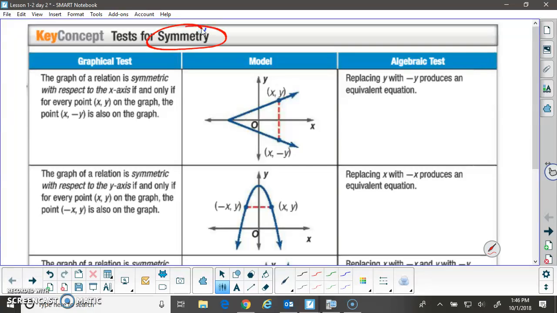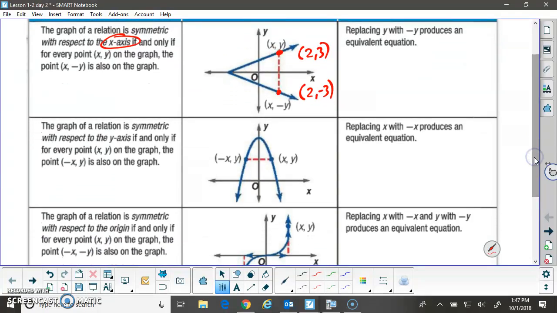You can see the first one is symmetry with respect to the x-axis. And you can see on this graph, this has symmetry of the x-axis because if it contains the coordinate point like 2, 3, it would also have to contain the coordinate point 2, negative 3.